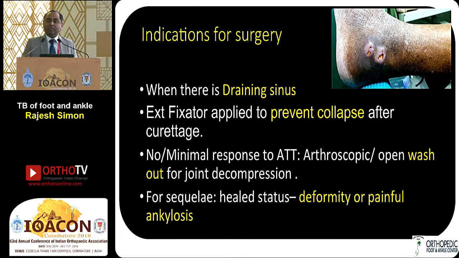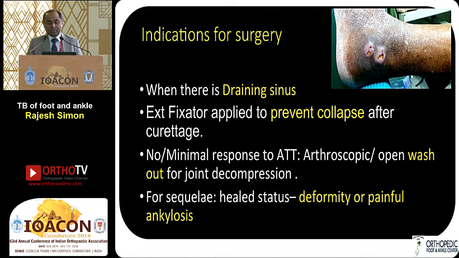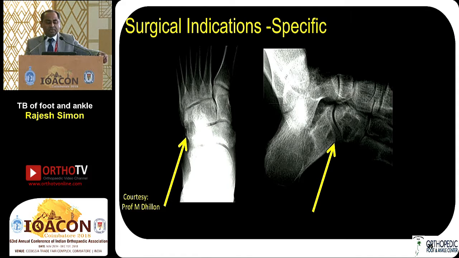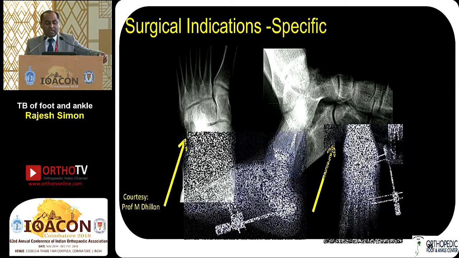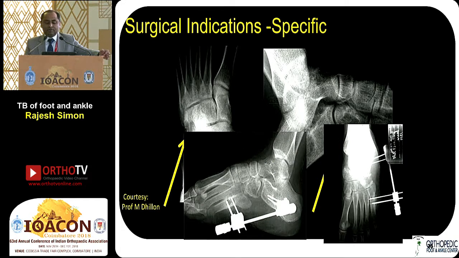In foot and ankle, there are few indications for surgery. 95% would be treated conservatively, but when there is a draining sinus, or a collapse of a column, or you want to wash out and decompress a joint, or if you already have a deformity as a sequela, you might have to do an arthrodesis. So here is an example, a case of juxta-articular tuberculosis. Again, after curettage, to maintain the lateral column length, an X-fix was done.